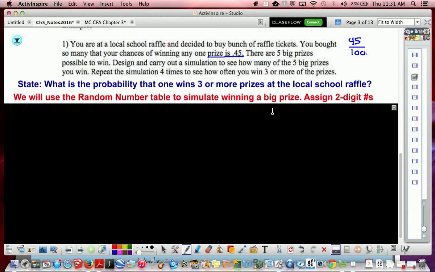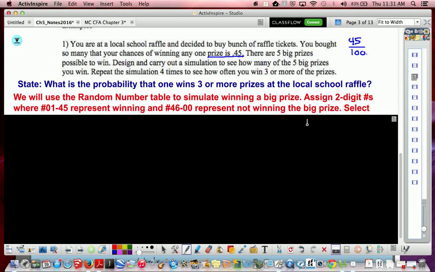I'm going to use the random number table to simulate winning a big prize. I'm going to assign 2-digit numbers where 01 to 45 represents winning, and 46 to 00 represents not winning the big prize. Are you okay with how I decided my number assignment? If this probability wasn't 45 but was 75, then I'd do 01 to 75 and 76 to 00.